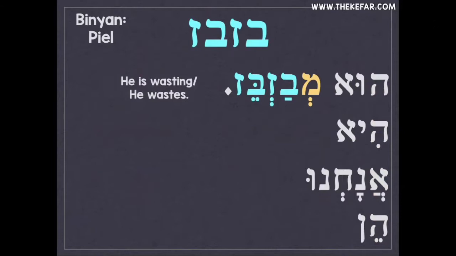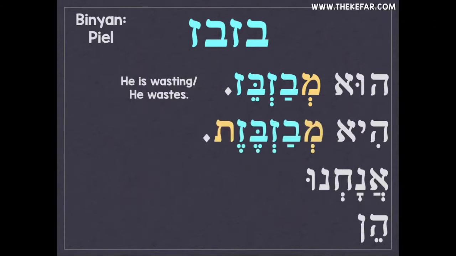Again, with Hebrew, there's no distinction in the present tense between present progressive and present simple. So whether it's happening right now, like he is currently at the moment wasting money, or he just generally wastes money or wastes whatever, it's the same conjugation. So if you wanted to say she is wasting money or she squanders money, it's the same verb. Hi mevazbezet. Hi mevazbezet kesef, if you wanted to say she is squandering money.